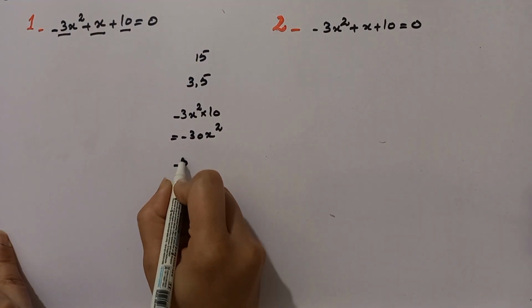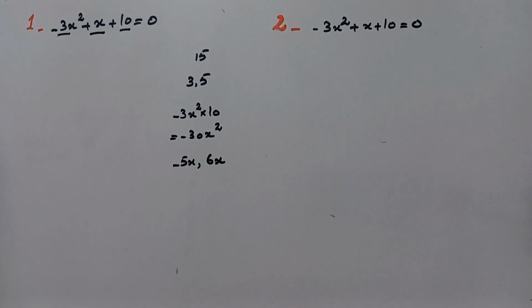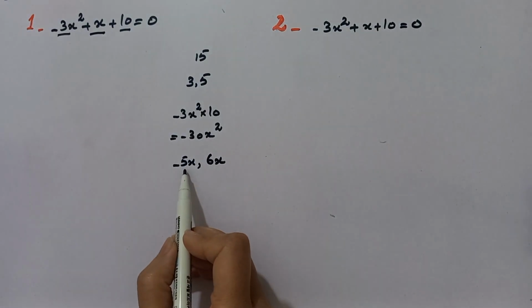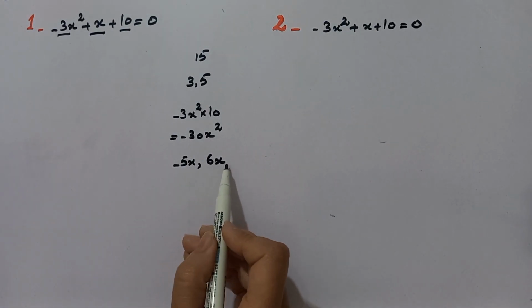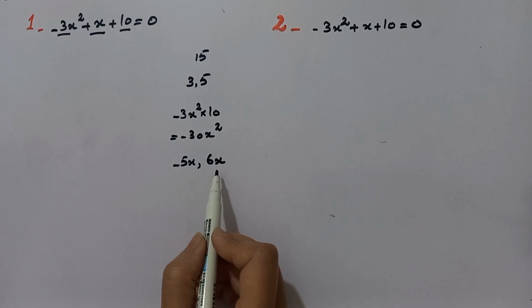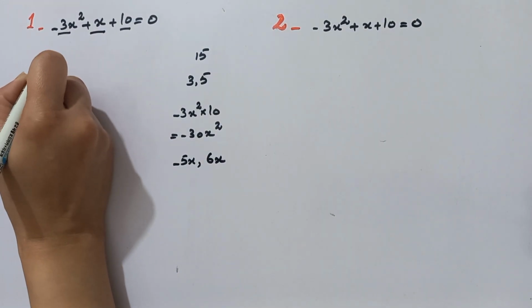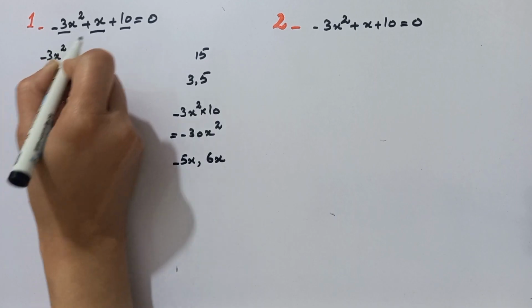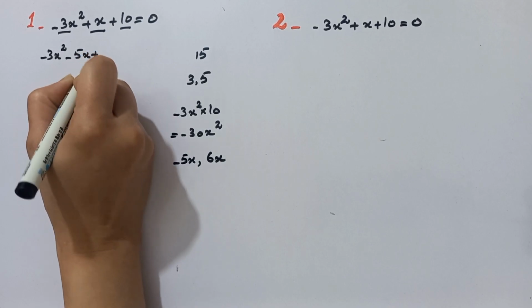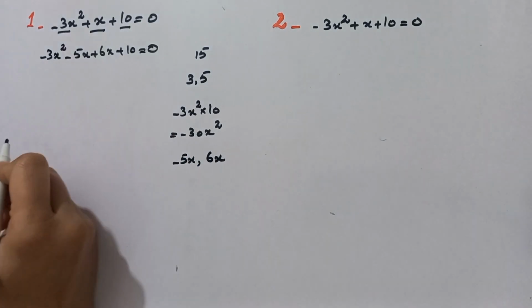And we see that minus 5x and plus 6x are the two factors of minus 30x squared, which when simplified give us plus x. Minus 5x multiplied by plus 6x equals minus 30x squared, and minus 5x plus 6x equals plus x. So here we can write minus 3x squared, in place of plus x, we can write minus 5x plus 6x, plus 10 equal to 0.